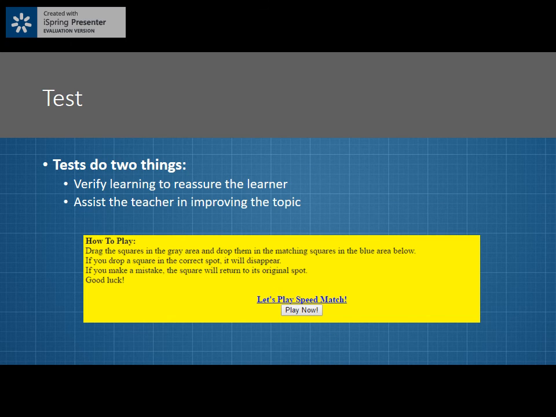Because we are testing whether or not the learner met the objective of the topic, we must test to the objective. We need to know whether or not the student got it, that is, the knowledge targeted in the topic, and whether or not they can use it in the future, those skills required to repeat the task or perform in the scenario. Tests do not have to be boring or monotonous. Try interactive tests like the one above. Click the Let's Play speed match to test your knowledge of the components of a topic.